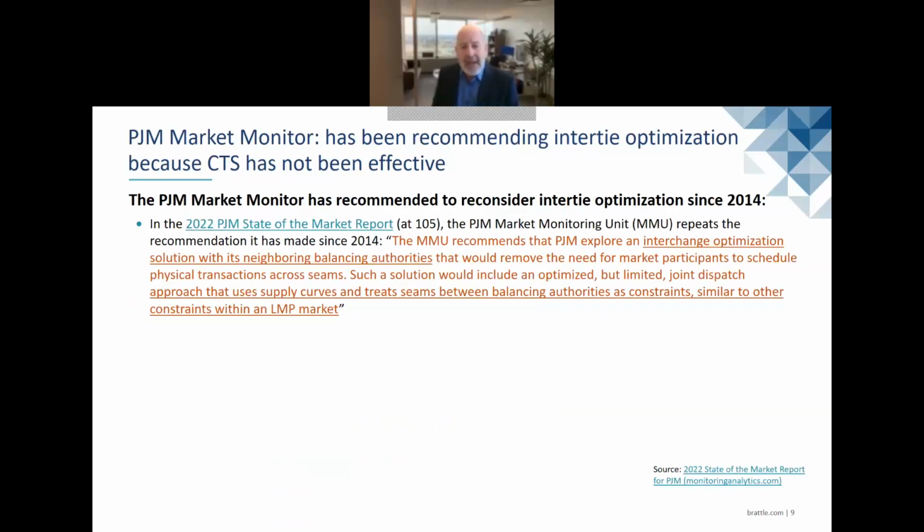The PJM market monitor has been pointing out the inefficiency of CTS since 2014, pretty much since it was first implemented. And that market monitoring unit recommends that intertie optimization with neighboring systems be implemented, and that this approach would just use supply curves on the seams between balancing authorities, similar to how the constraints are managed within the LMP market already.